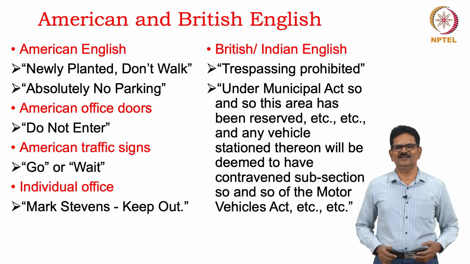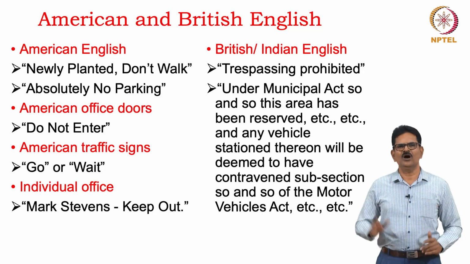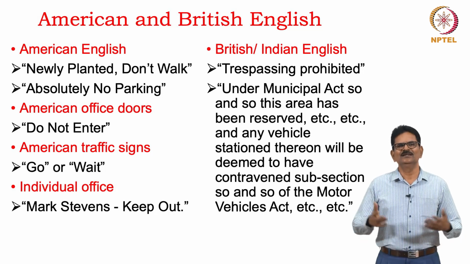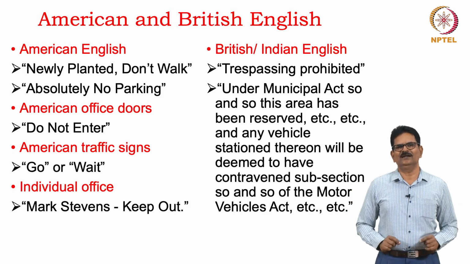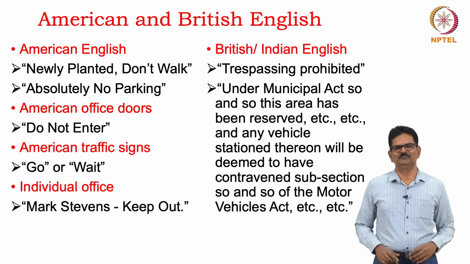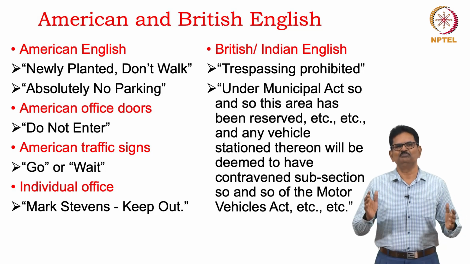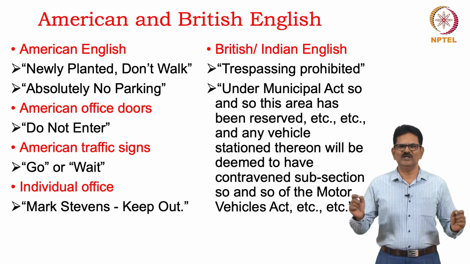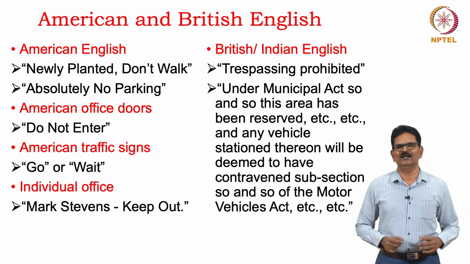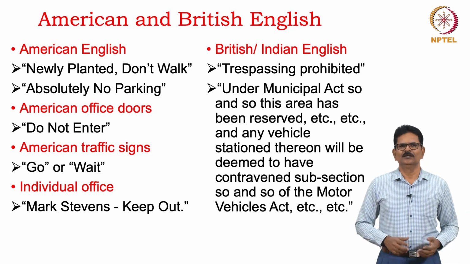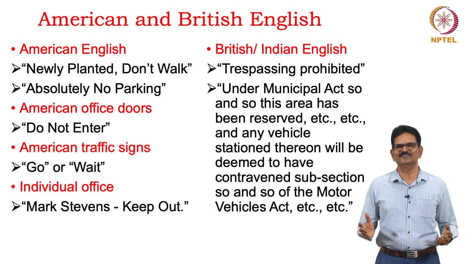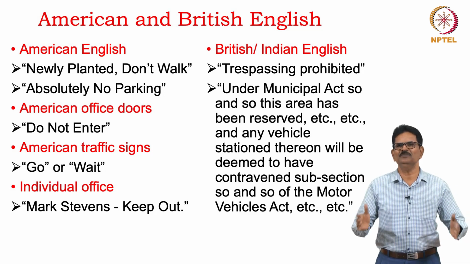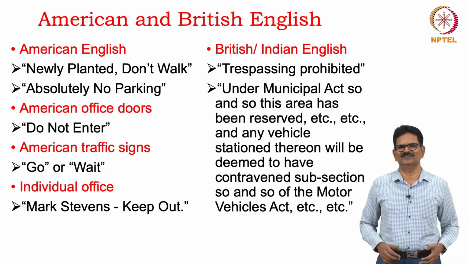Similarly, on traffic signs, we can see very clearly go or wait. And similarly, in individual offices, we can see the name of the person and then come in or keep out. Here we have this example, Mark Stevens keep out, which Narayan saw in one American studio. In contrast, we have British and Indian English, which is not so easy to understand. For example, trespassing prohibited. How many people will understand it?